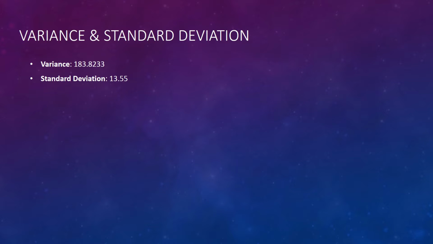Finally, to find the variance and standard deviation, we use the variance formula, which first involves finding the mean and then subtracting this mean from each value. Then we square each deviation from the mean. Then you add all these numbers together and divide by the total number of items minus 1, and that gives our variance of 183.823. And then to find the standard deviation, you just take the square root of the variance to find 13.55.